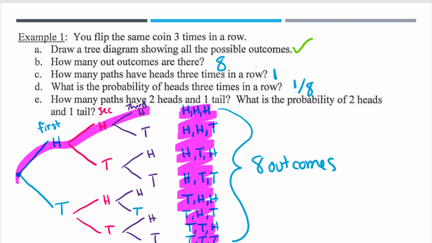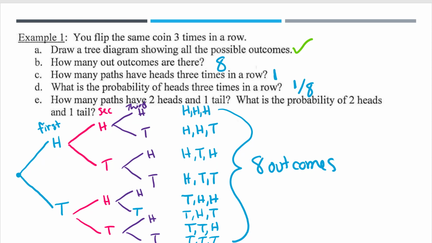How many paths have 2 heads and 1 tail? So I'm going to look at my list of outcomes, 2 heads and 1 tail, here, here. So it doesn't matter which order they're in, it's just how many have 2 heads and 1 tail. So that means we have 3. So we have 3 that are 2 heads and 1 tail, and then it says what is the probability of 2 heads and 1 tail. So the probability would be 3 out of a total of 8 outcomes. So really a tree diagram is just helping us create a visual of the event that is described.